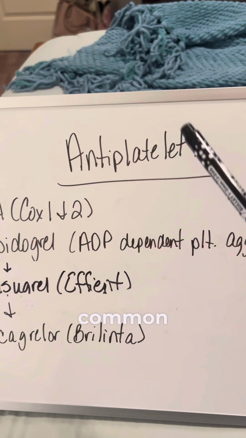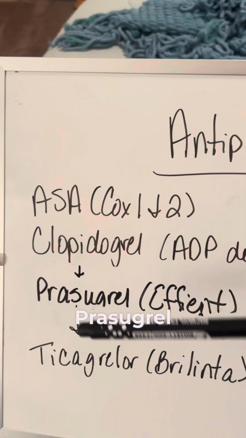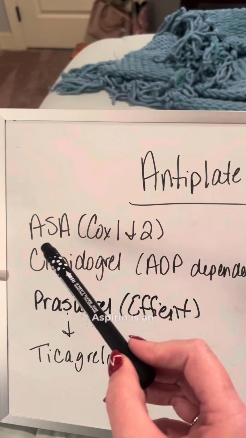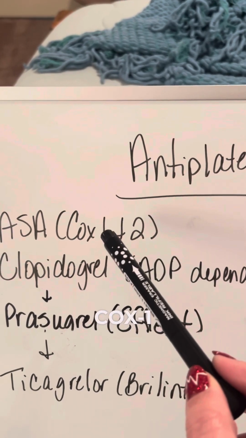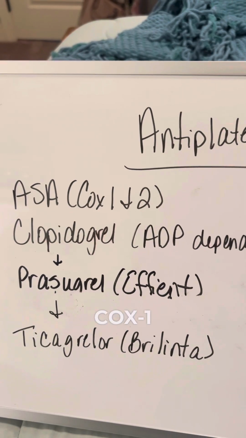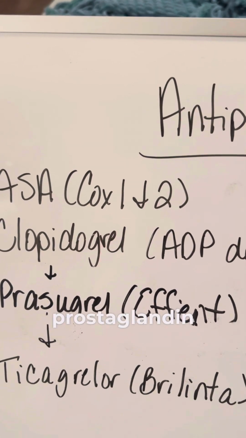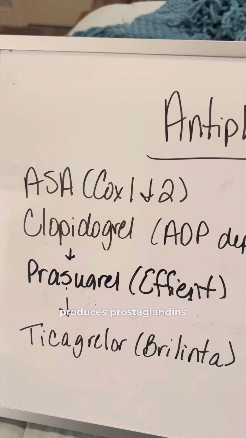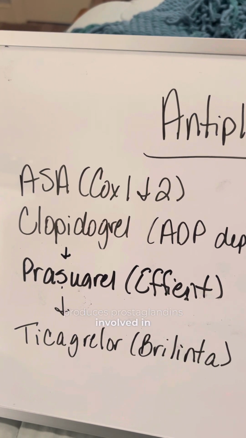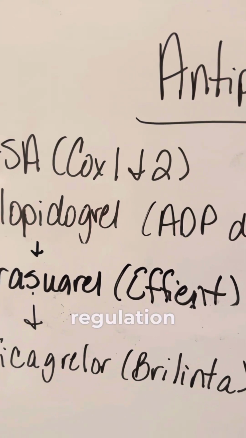Some of the more common antiplatelet medications: aspirin, clopidogrel, prasugrel, and ticagrelor. Aspirin is an NSAID. It works against COX-1 and COX-2. COX-1 and COX-2 are enzymes that are known to be involved in prostaglandin synthesis. Specifically, COX-1 produces prostaglandins involved in the protection of GI mucosa as well as the regulation of platelets.